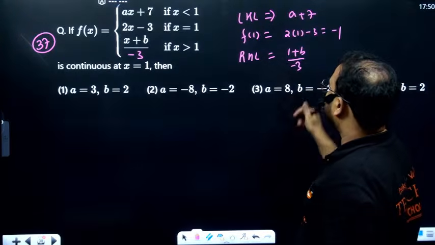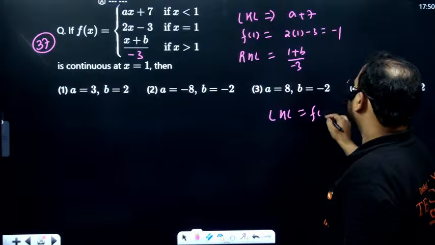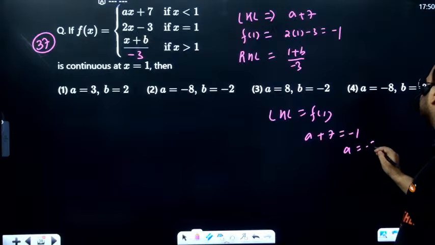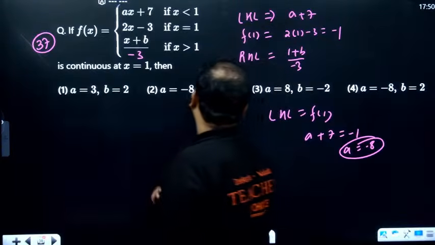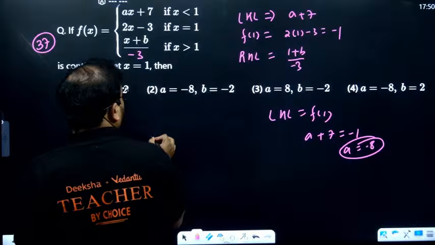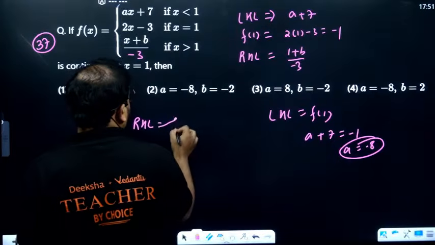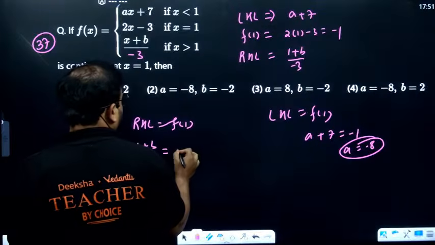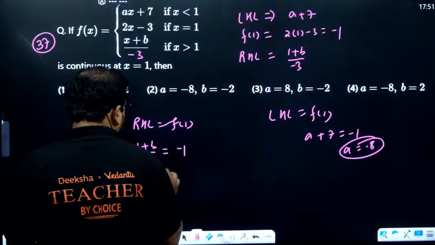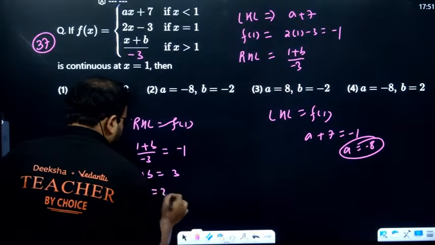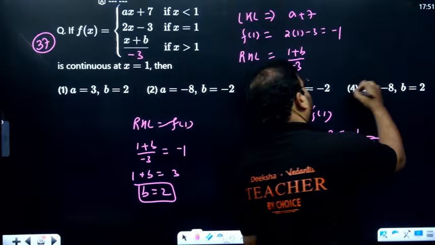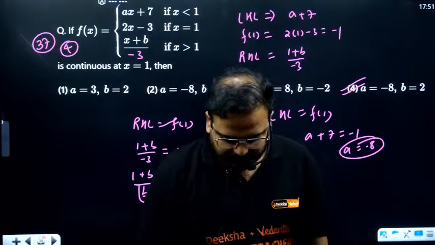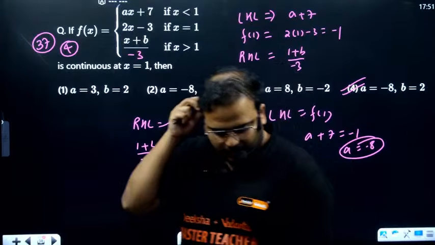For it to be continuous, they must be all equal. Start taking one by one. You have a plus 7 equals minus 1. It means a equals minus 8. And if you have the RHL side, same way you're going to have (1 plus b) upon minus 3 equals minus 1. It means 1 plus b is equal to 3. So b is equal to 2. Answer is option 4. Answer is option 4. Correct. D, or option 4, is right.